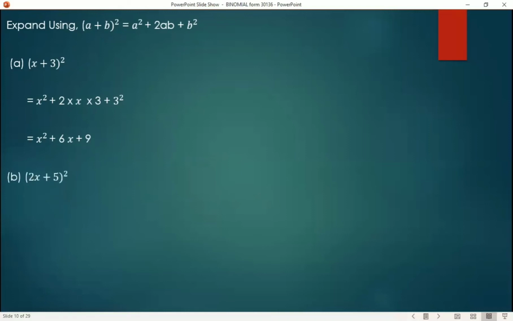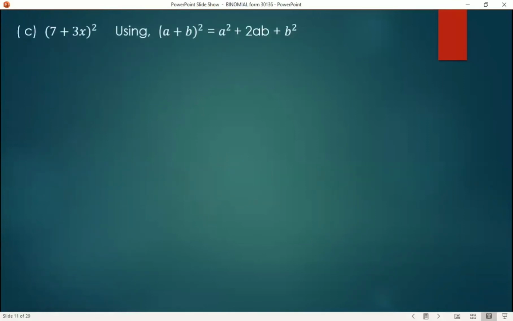What about (2x plus 5) to the square? So your 2x becomes (2x) to the square, middle term plus 2 times 2x times 5, and the last term is 5 to the square. So 2x times 2x is 4x squared, 2 times 2x times 5, plus 5 squared. Final answer, 4x squared plus 20x plus 25.